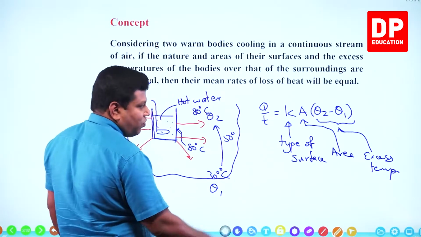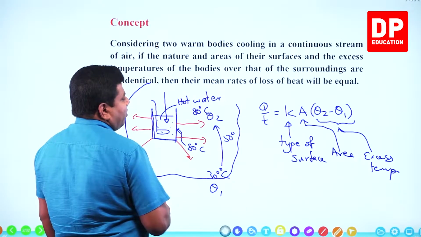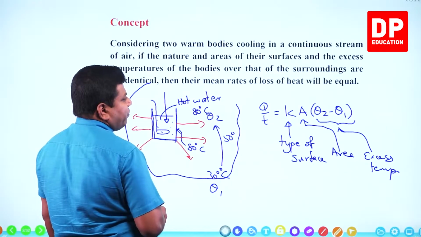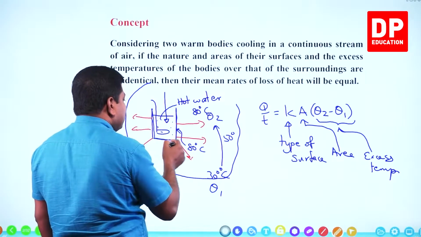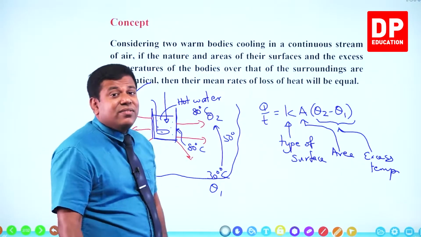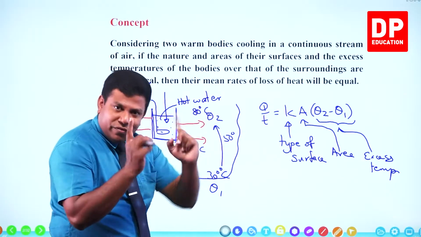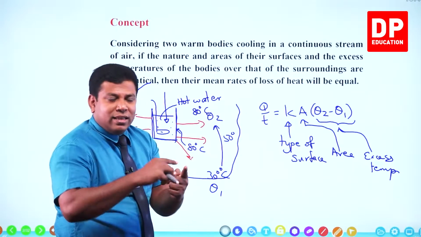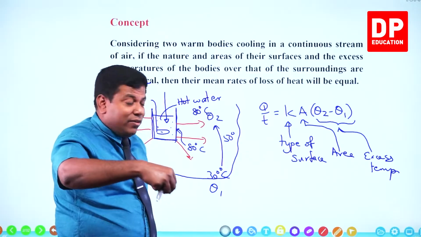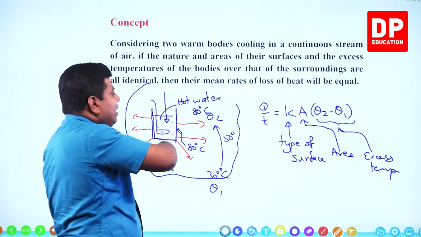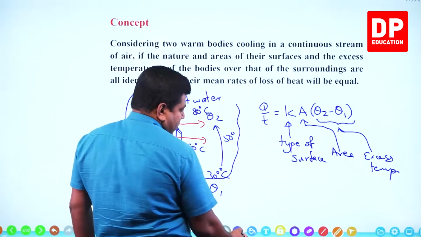So what's key here? Did you see this formula doesn't tell anything about what is inside here? Whether we have hot water, hot oil, or some other substance here doesn't make any difference, because it's K surface type, A surface area, theta 2 minus theta 1 the excess temperature over the surroundings. So what material we are using inside here, whether we keep oil here or water here, doesn't make any difference. So that means look at this.